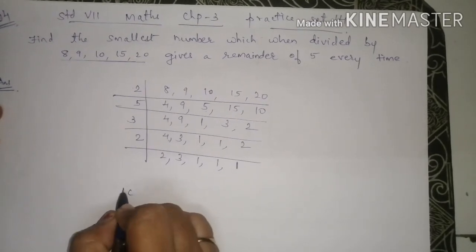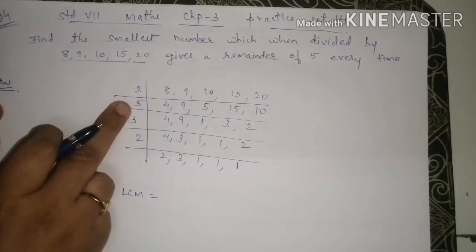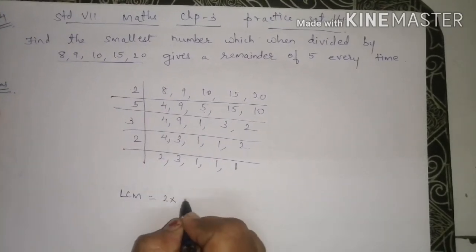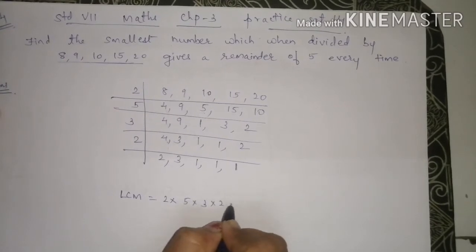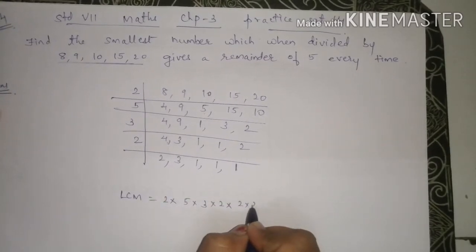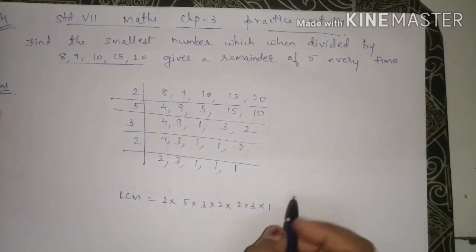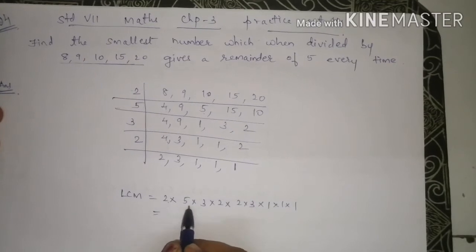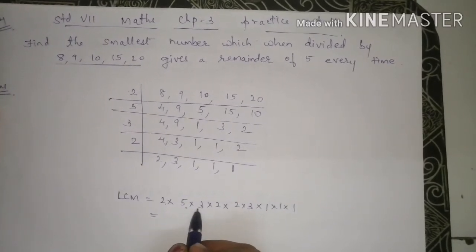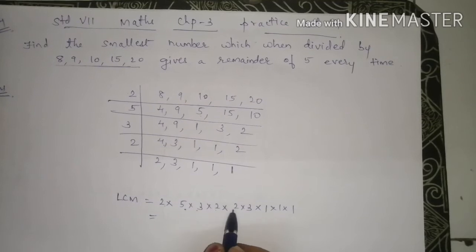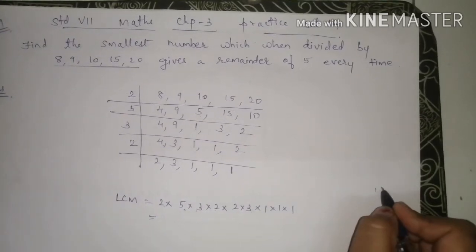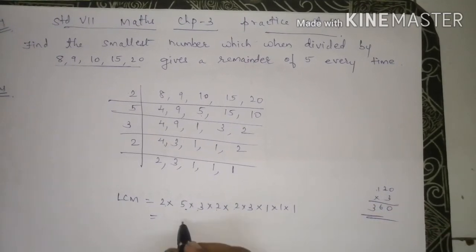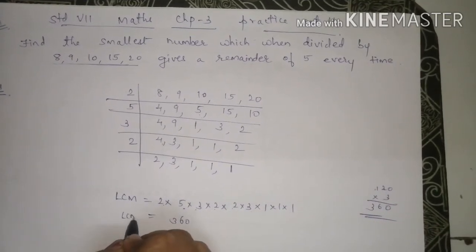So our LCM will be 2 into 5 into 3 into 2 into 2 into 3, and all the 1s. If you don't write the 1s, that will also do. So let's multiply. 2 5s are 10. 10 3s are 30. 30 2s are 60. 60 2s are 120. 120 into 3: 3 zeros are 0, 3 2s are 6, 3 1s are 3. So the LCM we got is 360.